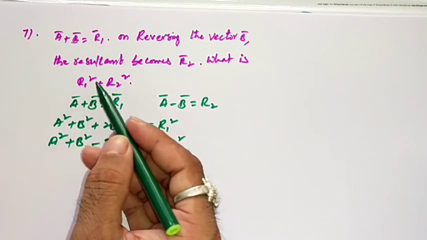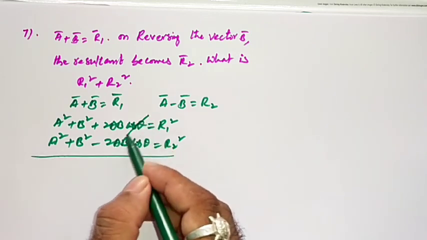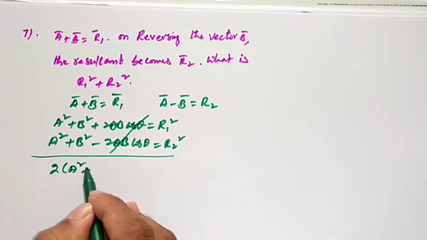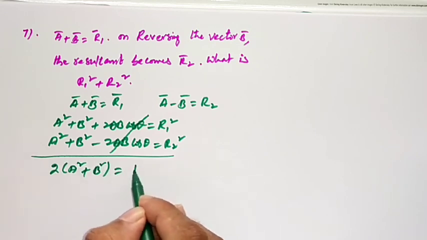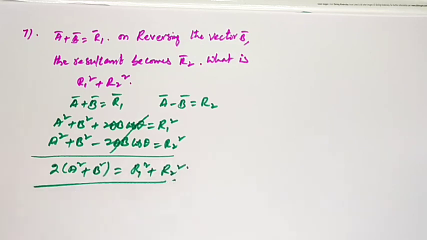Then I want to calculate R1 square plus R2 square. What is that? Let's cancel. Okay, then this is 2 of A square plus B square is equal to R1 square plus R2 square. This is the result. Understood?